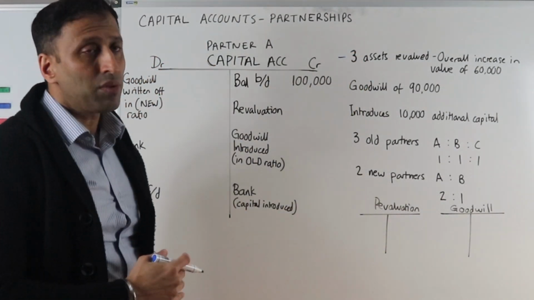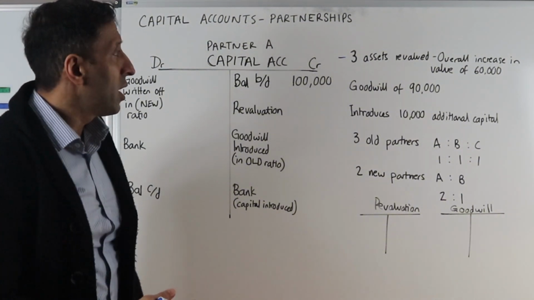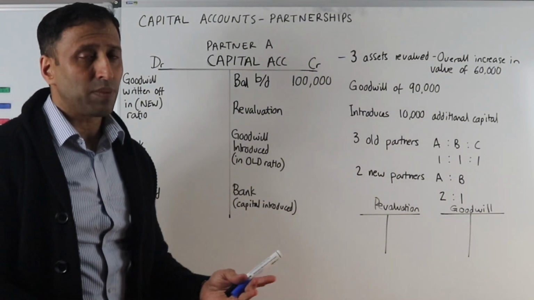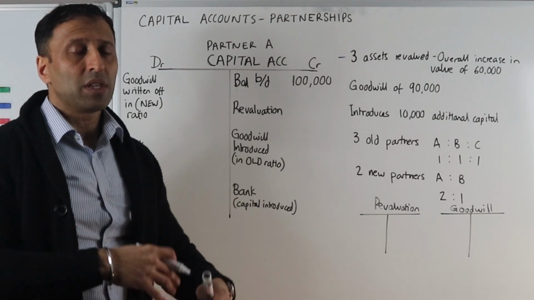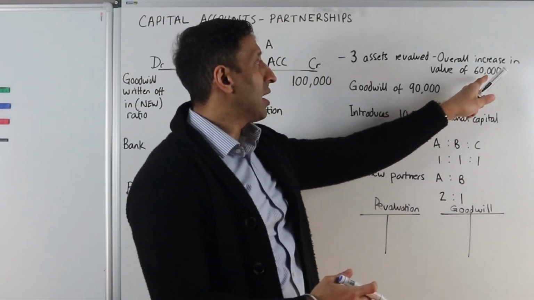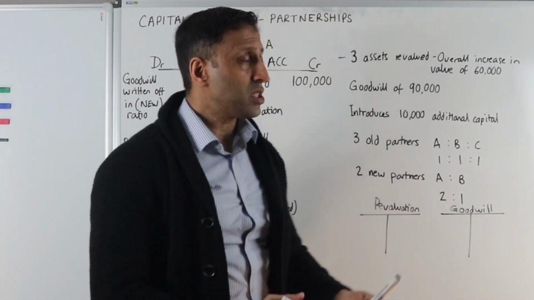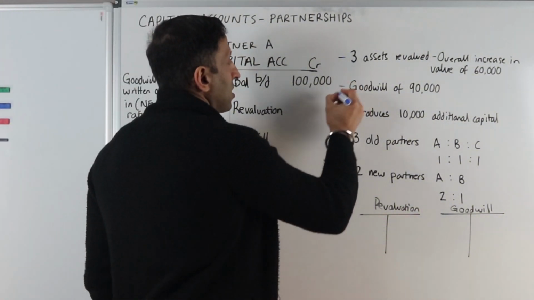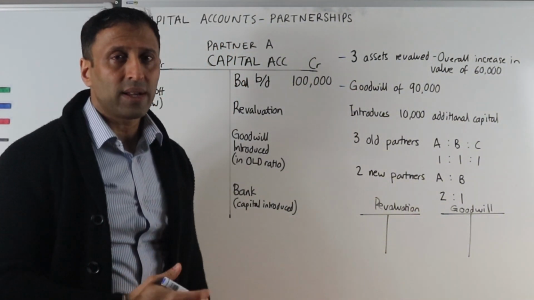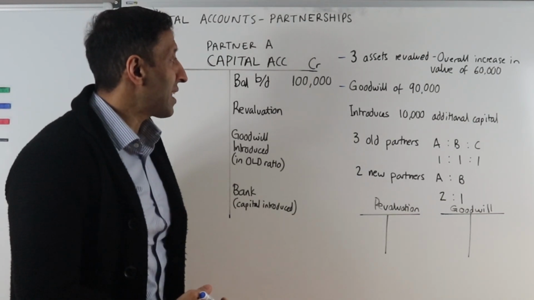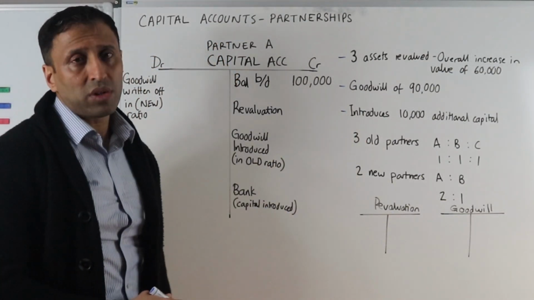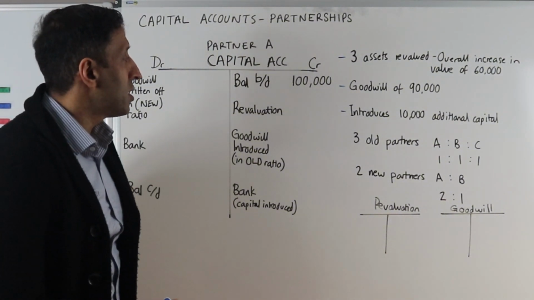Okay, so we've got a few things that we're going to deal with. We imagine that there's 3 assets that have been revalued. Some of those non-current assets might go up in value, some will go down, but the overall change in value, we're going to assume out of those 3 changes, is an increase in value of 60,000. There's goodwill that the business has decided is worth 90,000. The partner will introduce additional capital of 10,000.